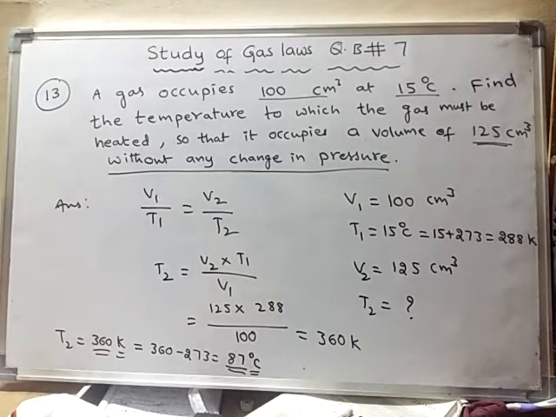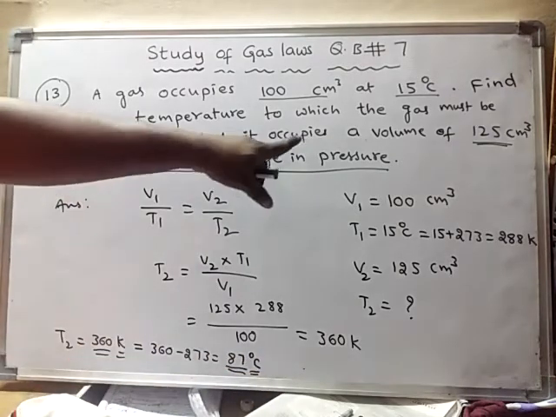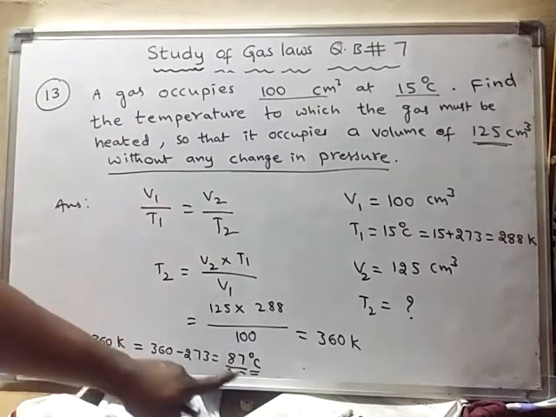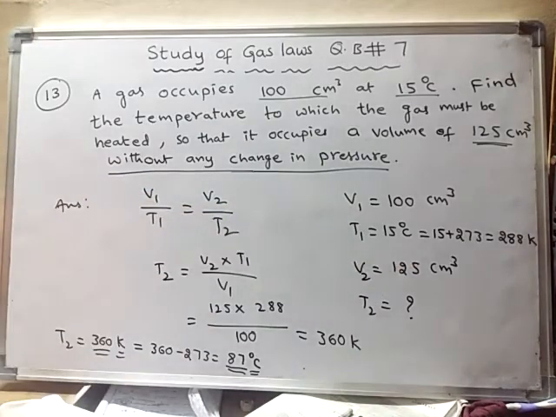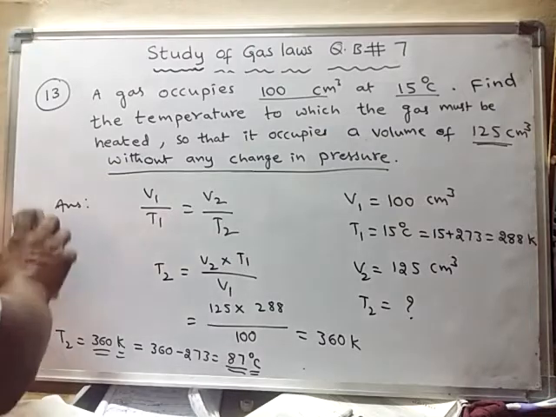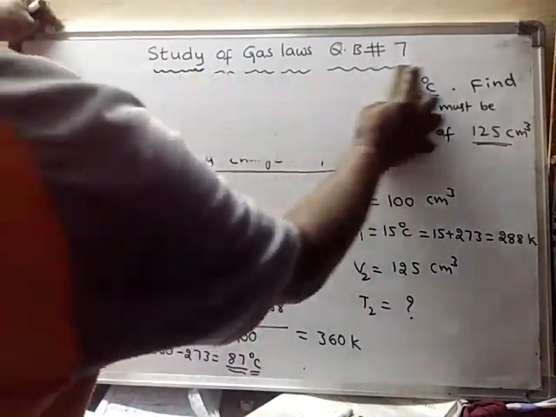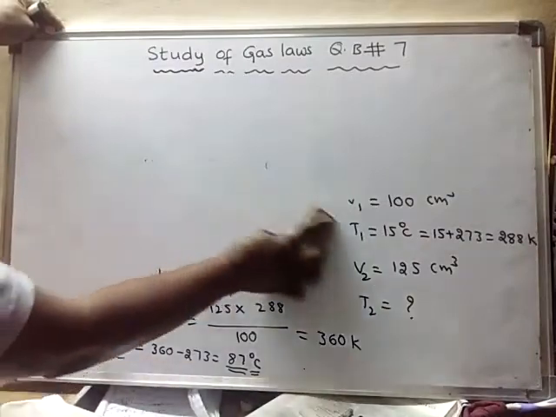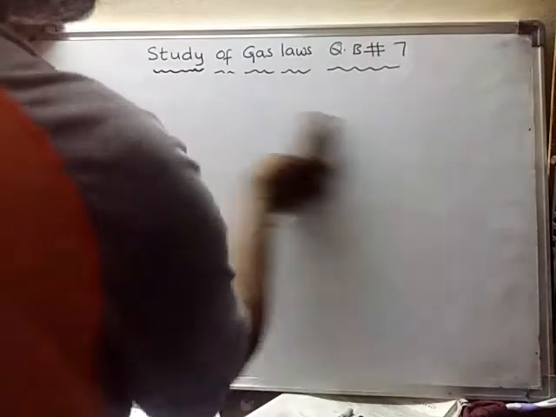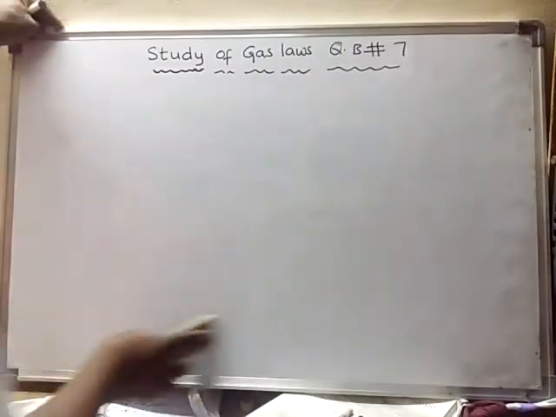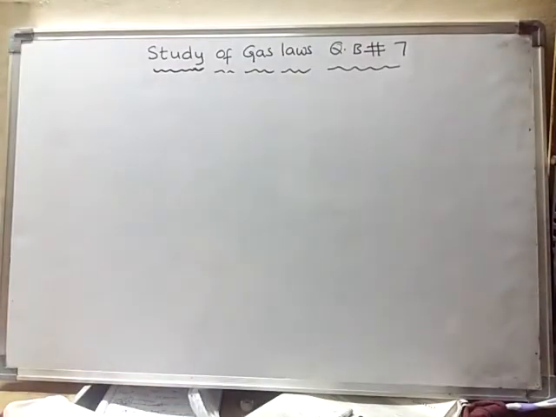Next, the 14th question. At this temperature the volume will become 125 centimeter cube when pressure is kept constant. Now we learn the 14th question, which is also a numerical problem.